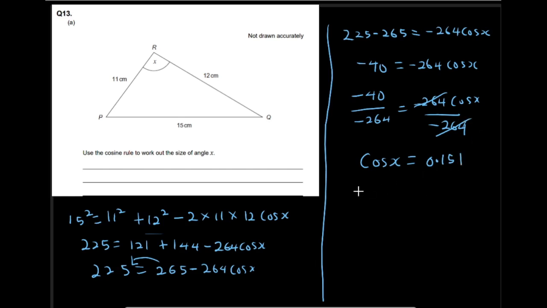So to get x, we take cos inverse. x will be equal to cos inverse of 0.151. That will give you 81.285 degrees. So that's the value of x.